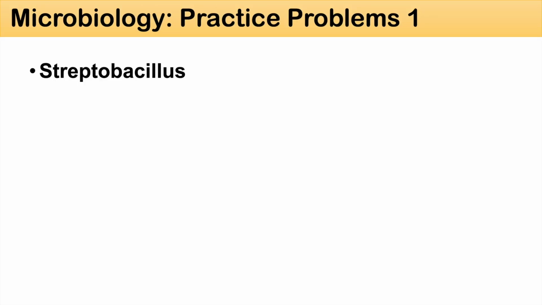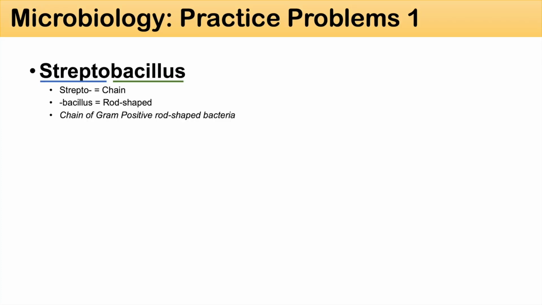So now that we've learned all those prefixes and suffixes to describe different types of bacteria, viruses, and fungi, let's take a look at some practice problems. The first one is streptobacillus. If we break it down, the prefix strepto means chain, and bacillus means rod-shaped. So streptobacillus means a chain of gram-positive rod-shaped bacteria. You might not necessarily know that it's gram-positive, but it is. But really what streptobacillus means is it's a chain of rod-shaped bacteria.